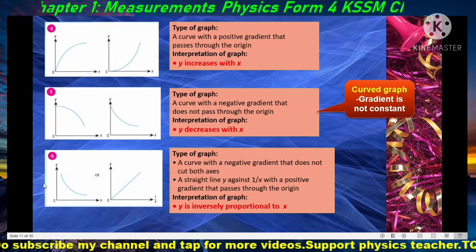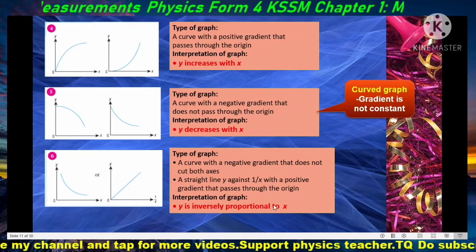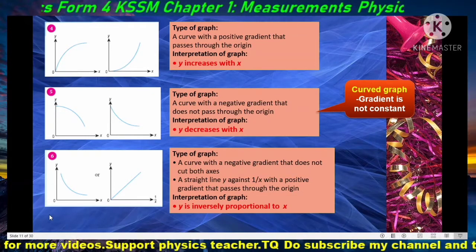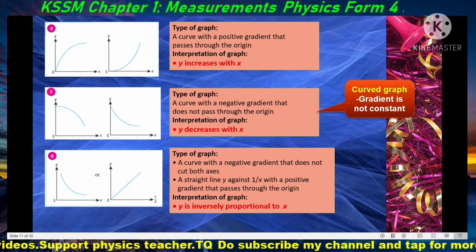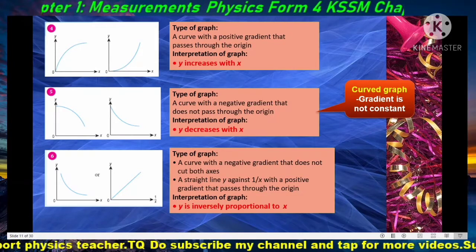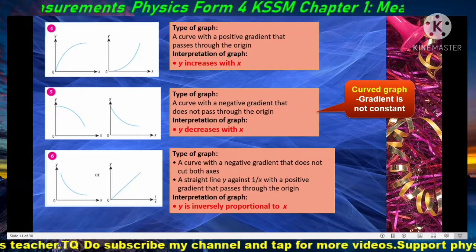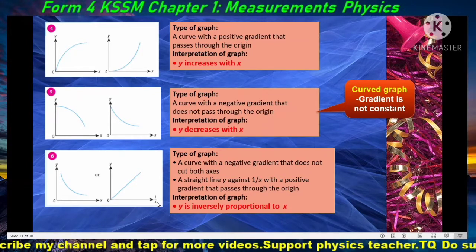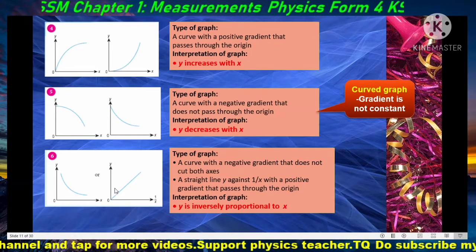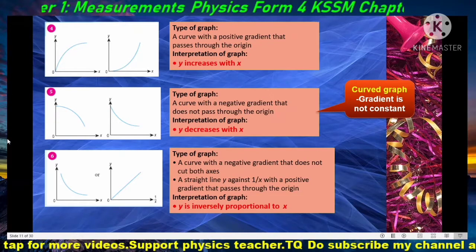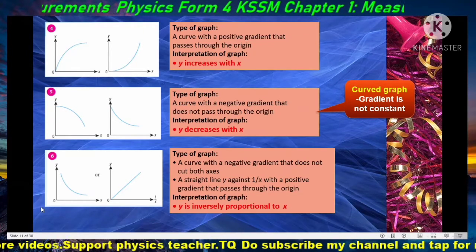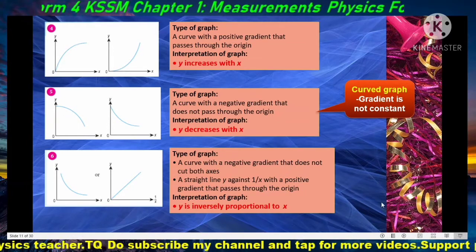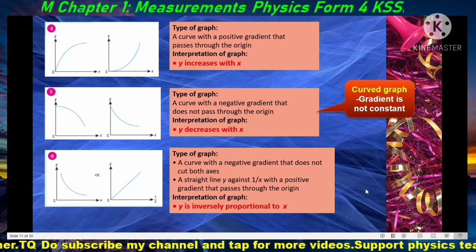Okay, so for this type of graph, there are two relationships that you can use. You can use the first one, y is inversely proportional to x, or you can use the second one, y is directly proportional to 1 over x. Okay, so there are 6 types of graph. Based on the graph, you must be able to state the relationship between two physical quantities.